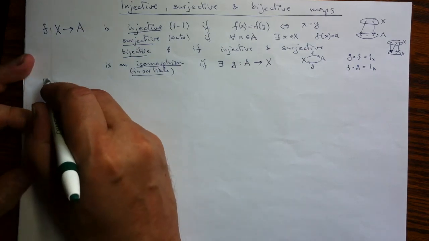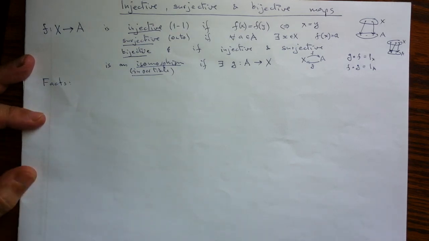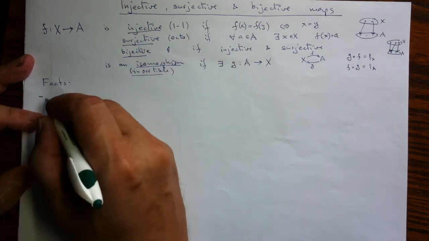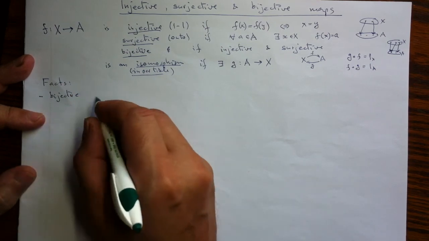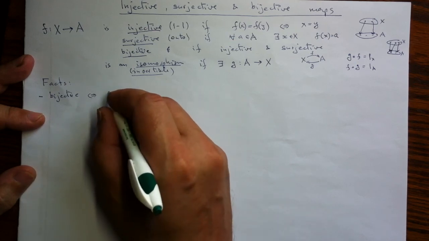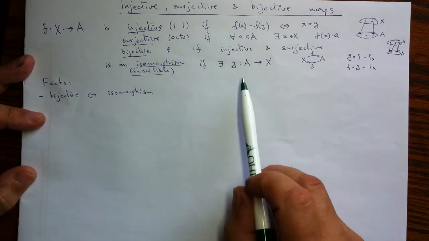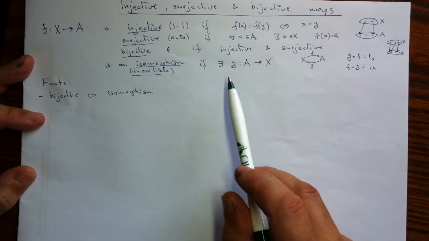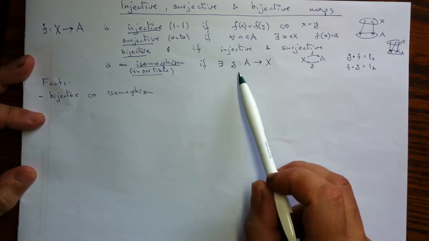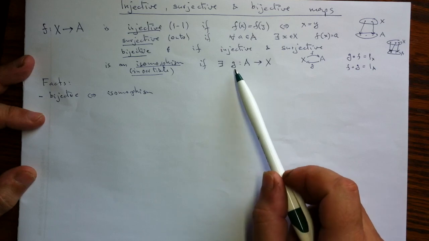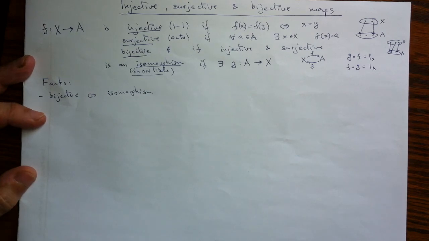So let me start collecting simple facts about these maps. The first fact is that being bijective is the same as being an isomorphism, so having the inverse. I say the inverse because it is unique. You can prove it, and you can actually construct it if you have the bijectivity property.